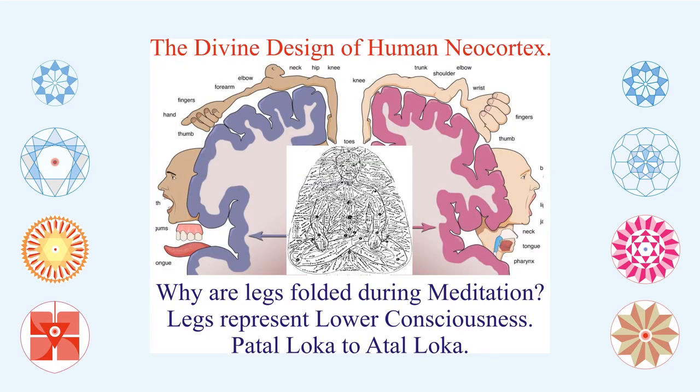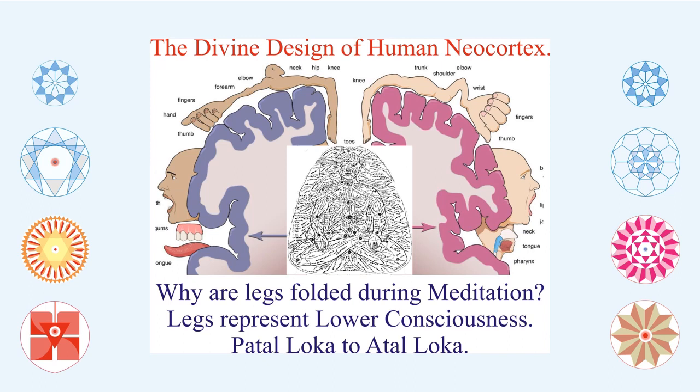I have brought a picture of a man meditating right in the middle, in place of the brain which was showing the motor and sensory areas. Now, I have written the divine design of the human cortex is there, and now you can see. Now can you imagine why I'm doing this particular picture? Why are legs folded during meditation, or why do we sit in Padmasana for doing yoga or Akhand Yoga? Why?